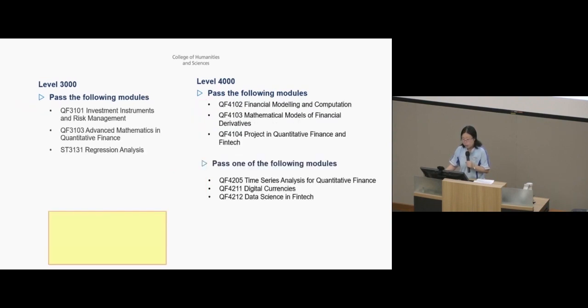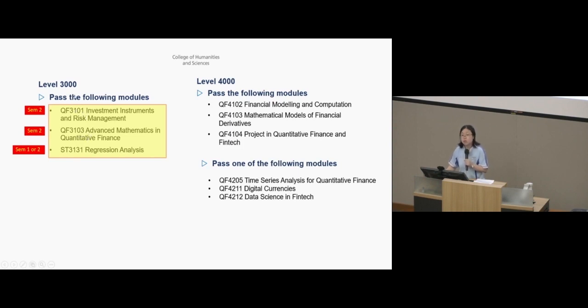Let me continue, speeding up. At level 3000, if you are a QF major, you need to pass all these three modules. From level 3000 onwards, most of the modules are offered in one semester only. For example, QF3101 and QF3103 are offered in semester 2 only. When you make your study plan, you need to take note of this.